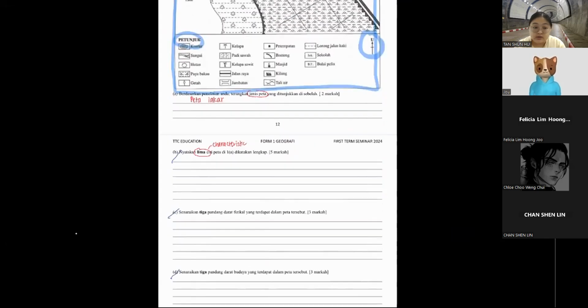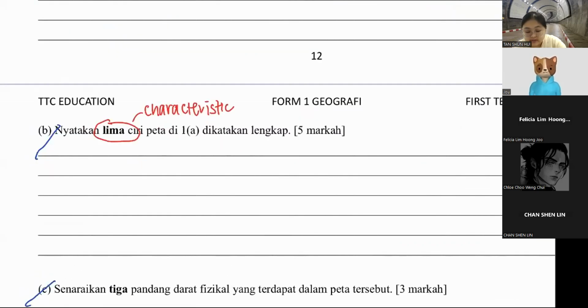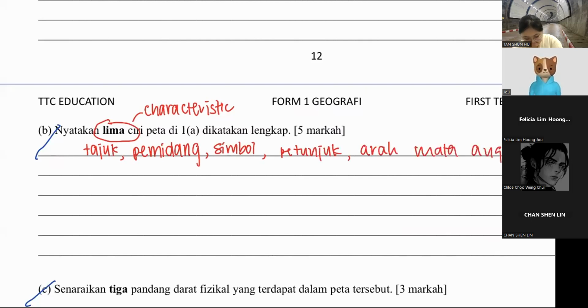All right. So you can write it down. It's always the 5 things. All right. So you're going to say tajuk. Okay. Pemidang. Symbol. All right. Petunjuk and arah mata. Okay. Can.